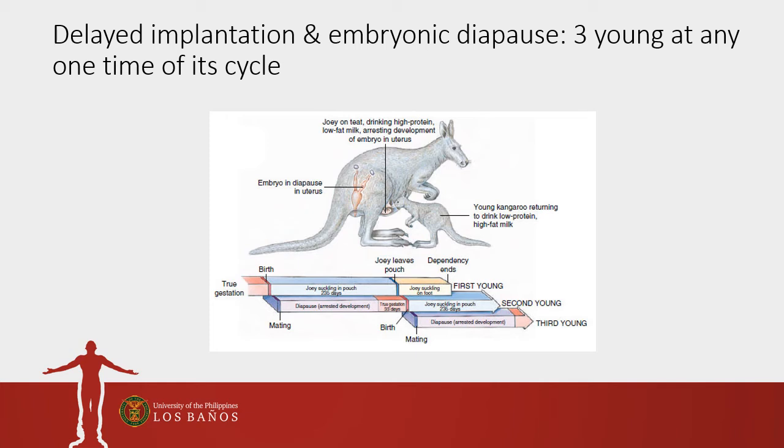Some mammals that undergo embryonic diapause include rodents, bears, armadillos, mustelids, and marsupials. In kangaroos, up to 3 young may be maintained at any one time of its cycle: an embryo in diapause, a joey suckling in the pouch, and a joey suckling on foot.